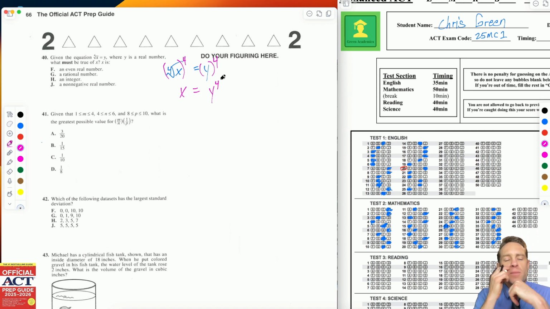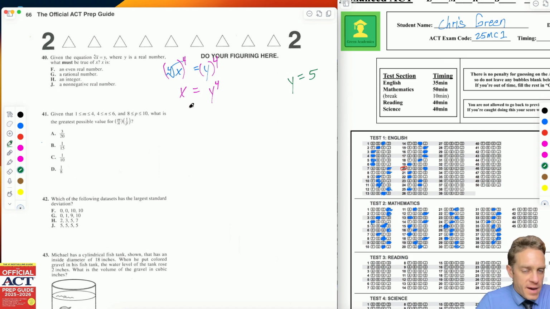I don't think so, right? But let's try and come up with cases that disprove this, right? So for example, if y was 5, then x would be 5 to the fourth power, which is 625. So x definitely does not have to be an even real number. It is a rational number.